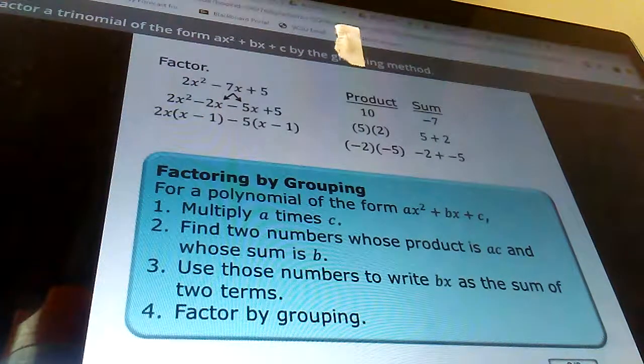Now factor out the common factor x minus 1. The other factor is the terms outside the parentheses, 2x minus 5. The factored form of the polynomial is x minus 1 times 2x minus 5.